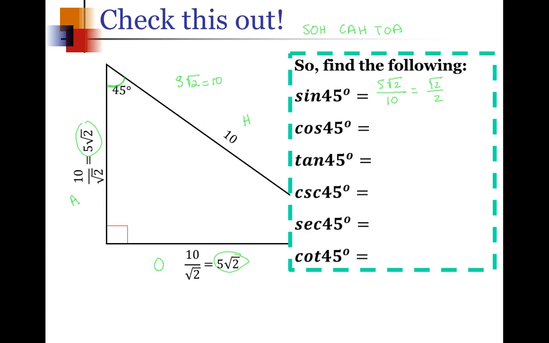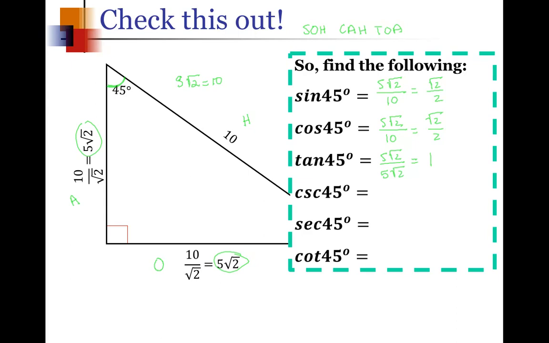What about the cosine of 45 degrees? The cosine of 45 degrees is going to be adjacent, 5 root 2 over 10, equals root 2 over 2. What about the tangent of 45 degrees? 5 root 2 over 5 root 2. Opposite over adjacent. Oh, that's just 1.